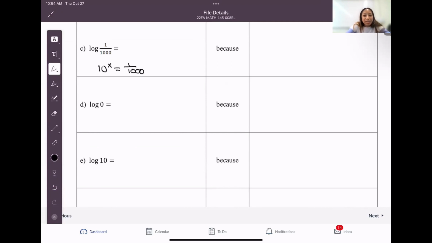Then we can use our properties of exponents to try to rewrite this. 1,000 is equivalent to 10 to the 3rd power. So 1 over 1,000 can be written as 10 to the negative 3rd power. So we see here that 10 to the negative 3rd power is equal to 1 over 1,000. So that tells us that our exponent has to be -3 and that log of 1 over 1,000 equals -3.